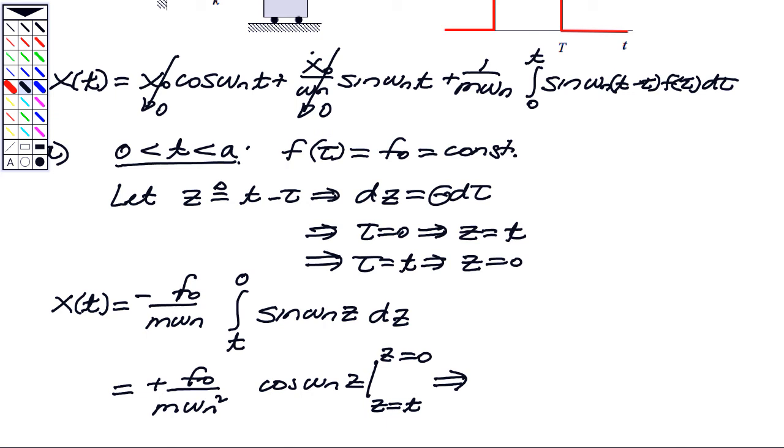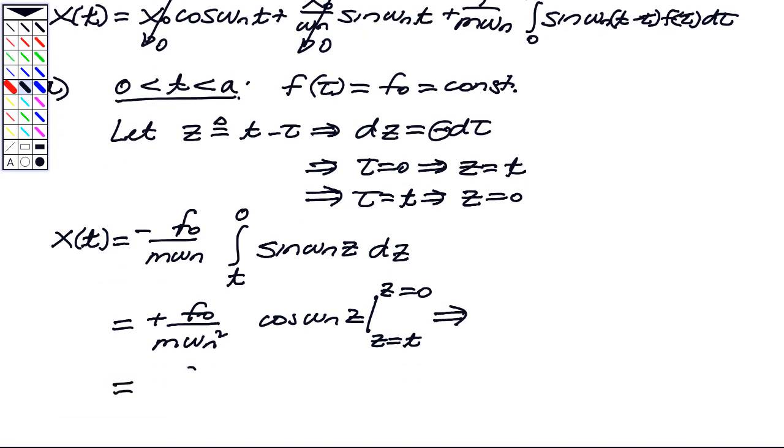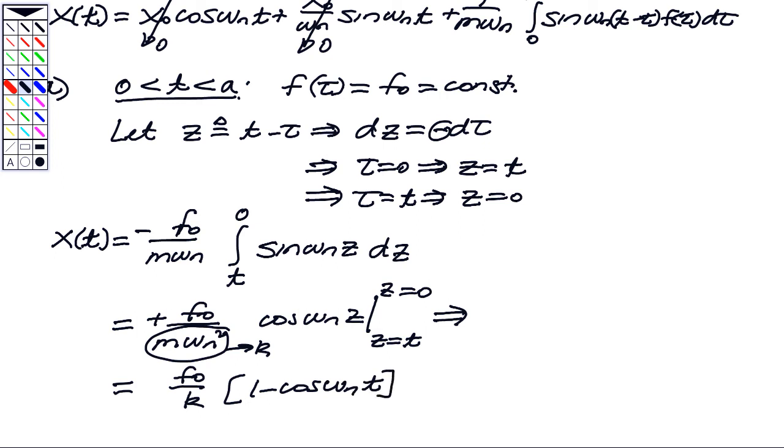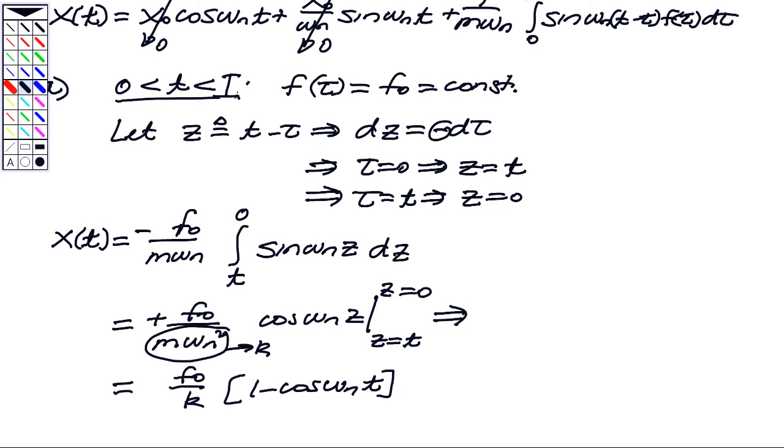So in this case, what we end up with is f naught over k, since m omega n squared is k. And then what we have here is 1 minus cosine omega n t. So this is the solution that's valid whenever time is between 0 and, I'm sorry, I labeled this wrong. This should be a capital T. There's no A here. And so while the pulse is turned on, this is the response.